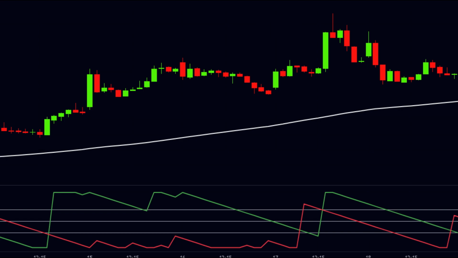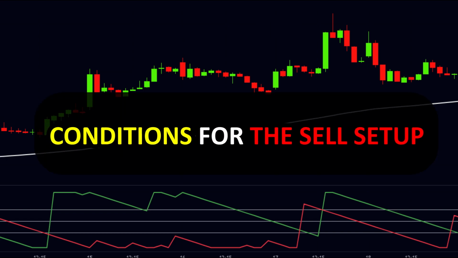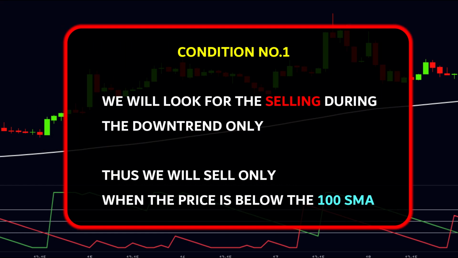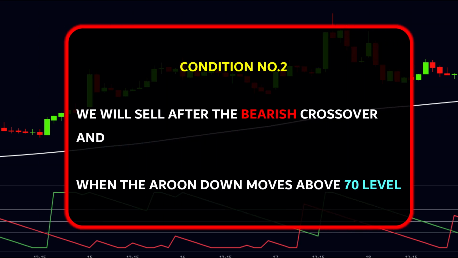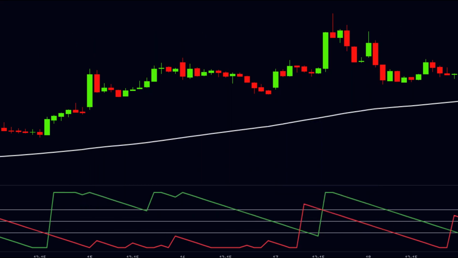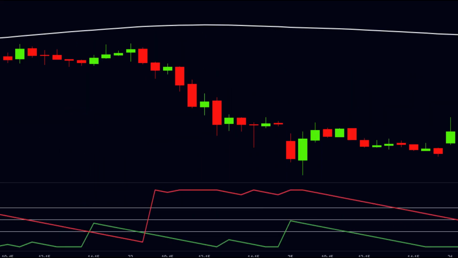Now, we discuss about the condition for the sell setup. Condition number 1. We will look for the selling during the downtrend only. Thus, we will sell only when the price is below the 100 SMA. Condition number 2. We will sell after the bearish crossover, and when the Aroon down moves above 70 level. Let us see an example for the selling.